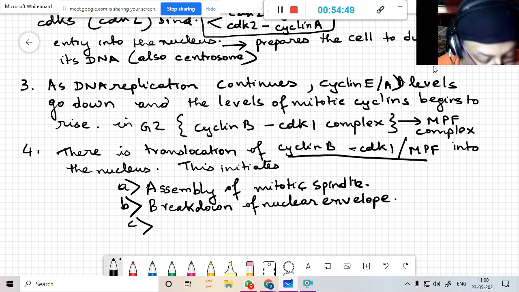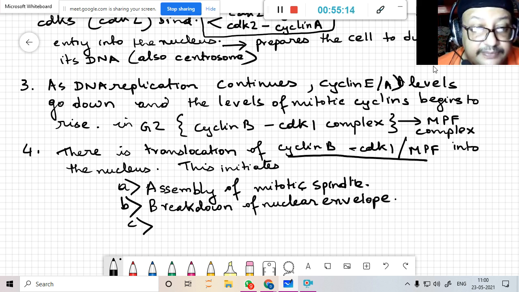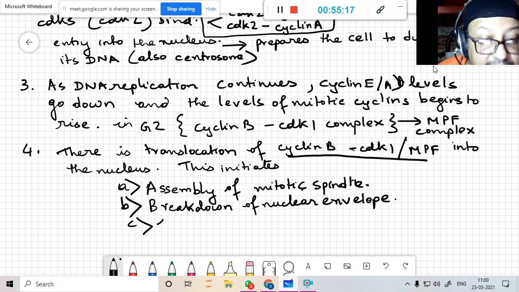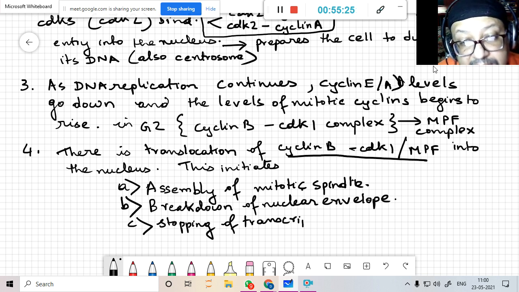The next is stopping of transcription. All transcriptional activities which are taking place in the DNA, they stop. They had taken place in the G1 phase, where metabolism, transcription and all took place, in the interphase. In the metaphase, everything stops. All organelles, they disappear. Stopping of transcription.